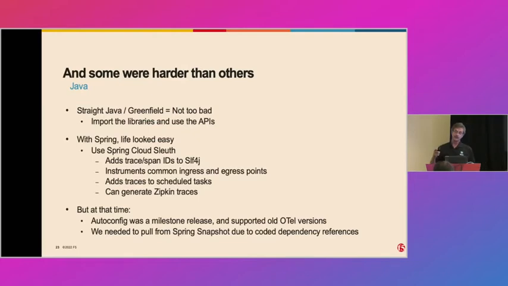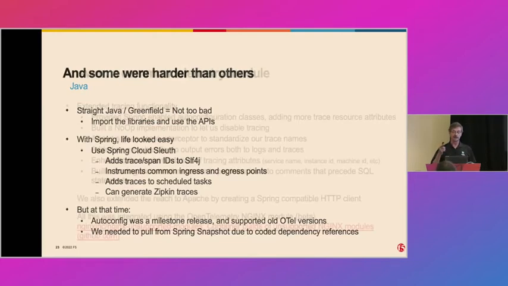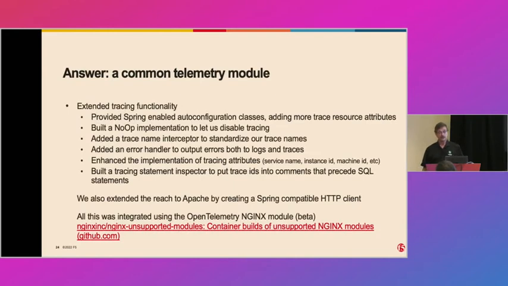So those things are going to change, and we'll keep looking at what's going on. Our answer to doing this, rather than going in and rebuilding every single package, was that we built a single common telemetry module that provided this tracing functionality. It used the auto configuration classes so that we could pull in the data that Cloud Sleuth was giving us. We also added other trace attributes that were important to us, so that we could track not only what the trace was doing, but where the trace was coming from. We also wanted to make sure that tracing wasn't putting an undue load on the system.